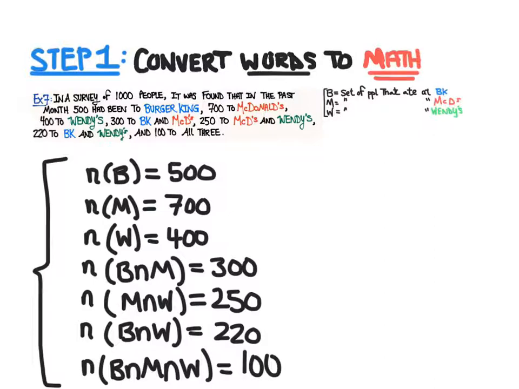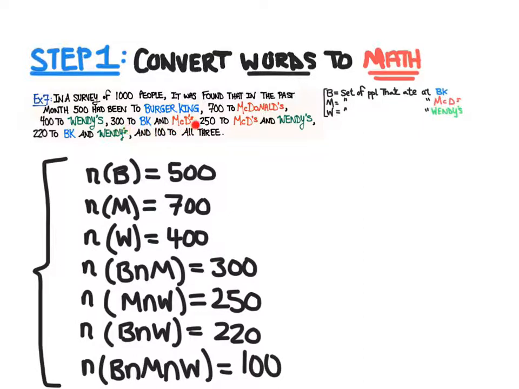So what I've done here is I've translated the words from the problem into notation involving sets. For example, it says that 500 had been to Burger King. That means that the number of people that went to Burger King, so the set B, is 500. Same, N of M is 700, N of W is 400, all from the statement of the problem.